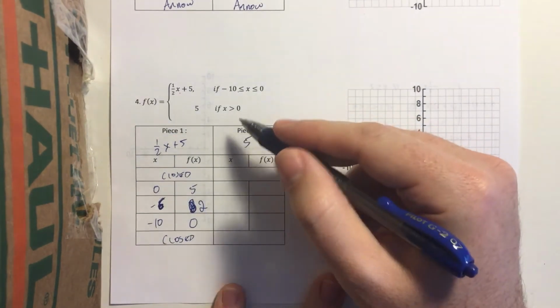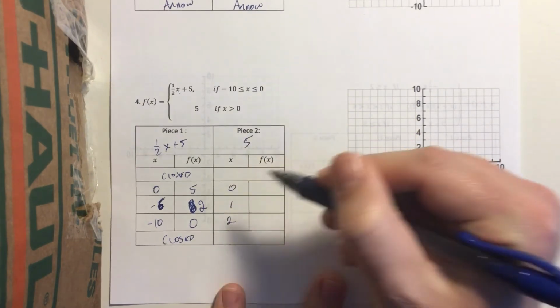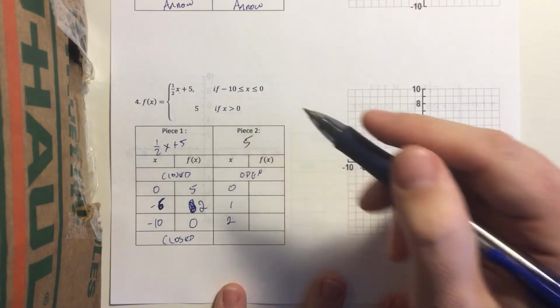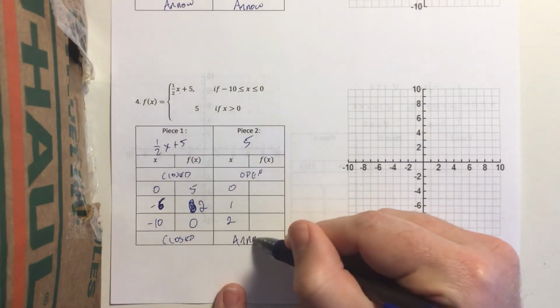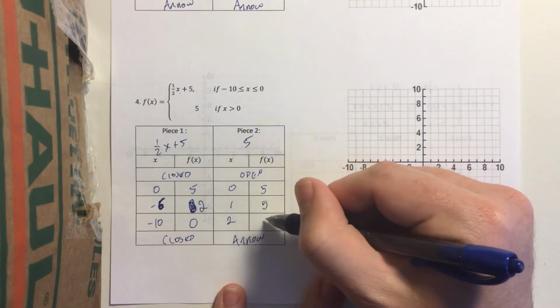And then for the other piece, it's x values greater than 0. So we'll say 0, 1, 2. And it'll be open at 0, because it's greater than 0, not greater than or equal. We'll have an arrow to sort of end this, because it keeps going after 2. And all the y values here are going to be 5.